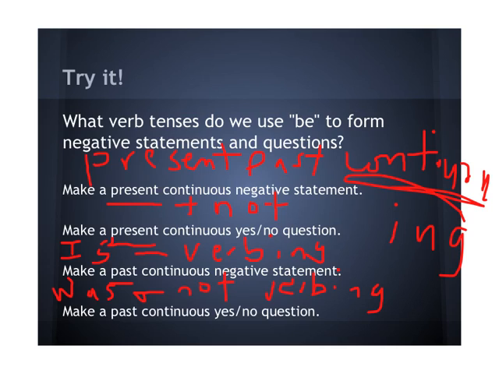All right. How about a past continuous yes/no question? Well, again, we're going to start with was or were because we're in the past and we're in a yes/no question, so we're going to begin with the auxiliary verb. Then we're going to have our subject, and then we're going to have our verb plus ing and the rest of the question. Okay, I hope you were able to come up with some good ones.